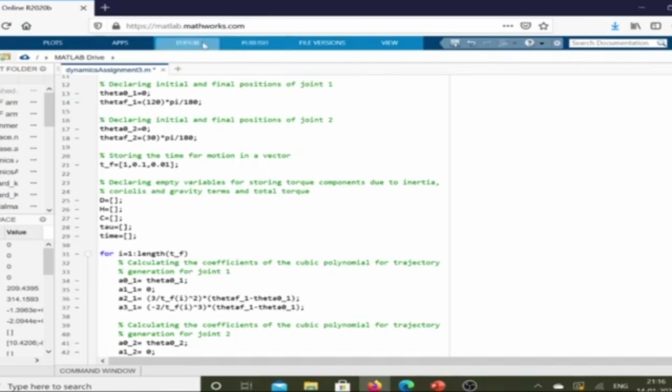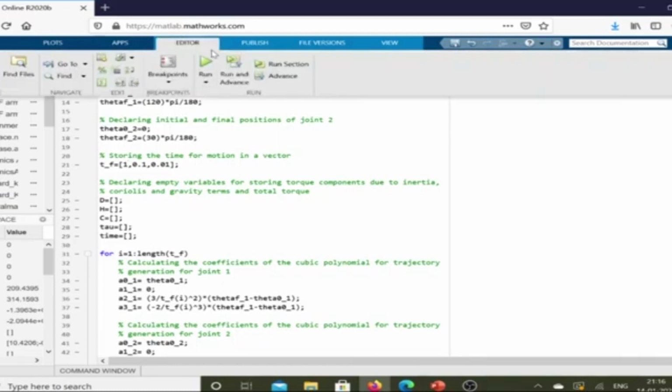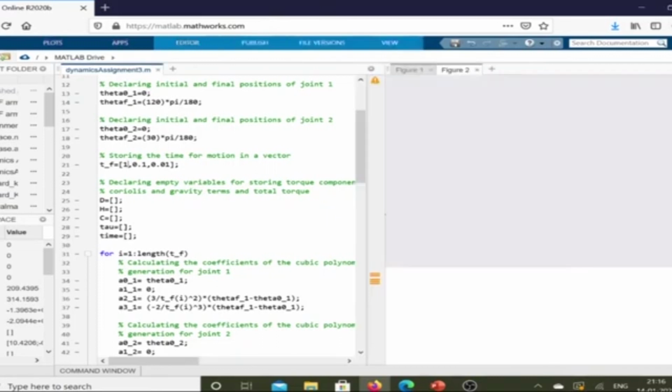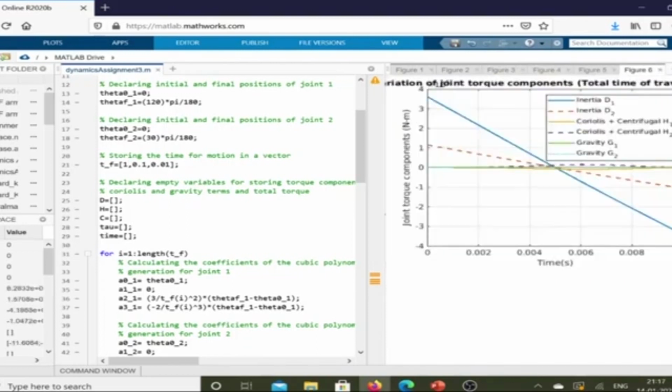Now let me run it. So this is my program. Let us run it and see what it does. So the first two is for 1 second, 0.1 second, and 0.01 second. So 6 figures have come.